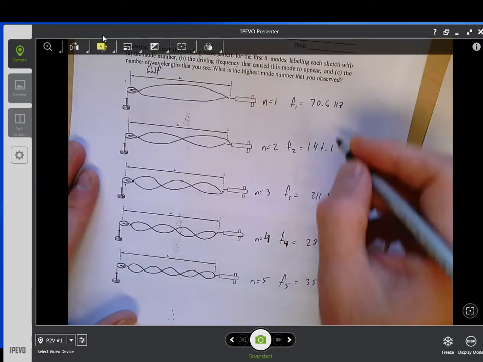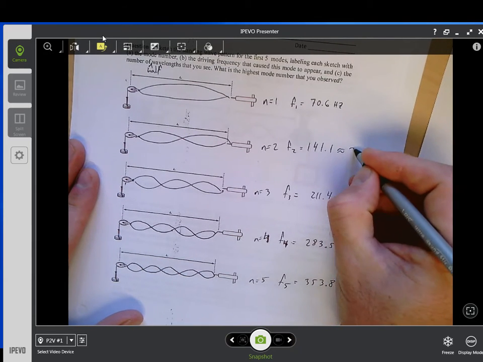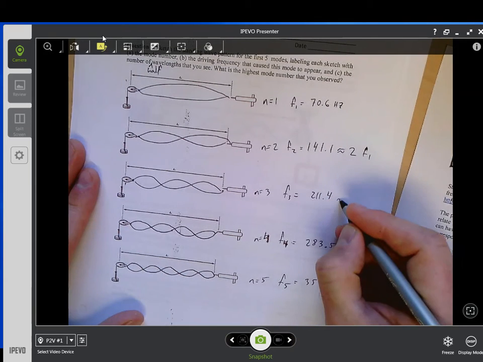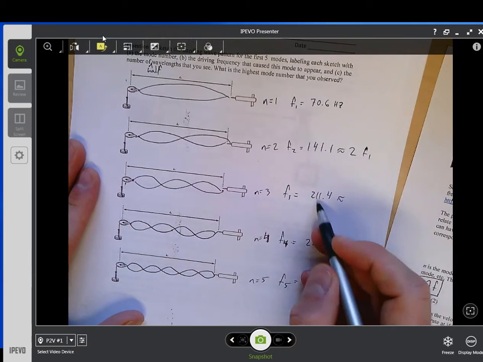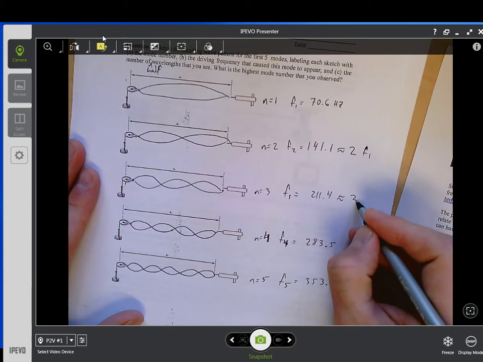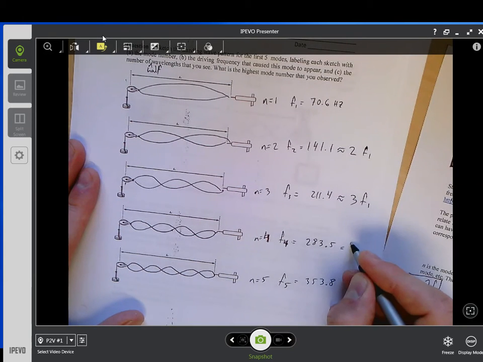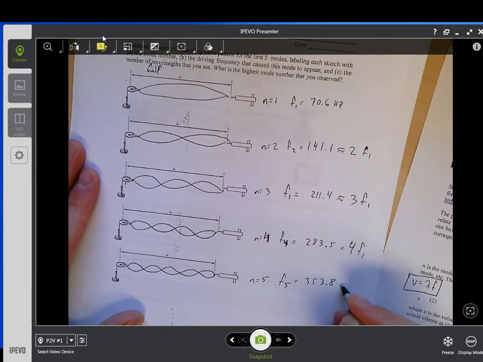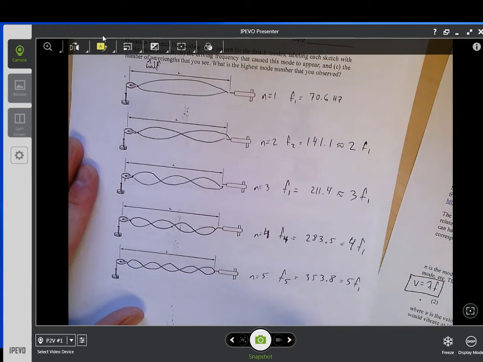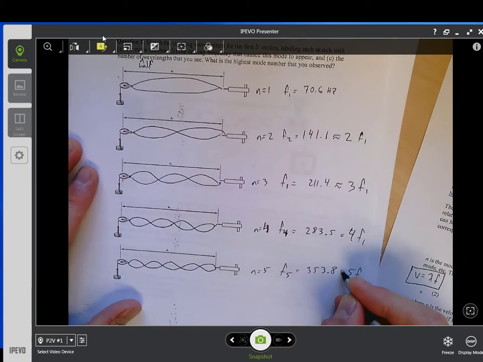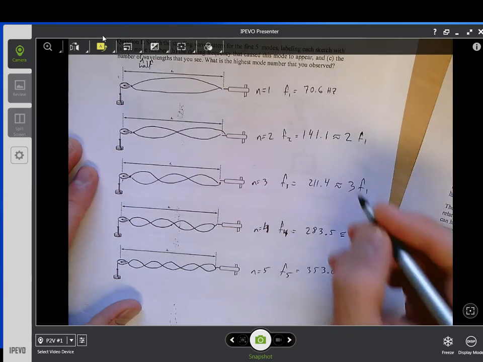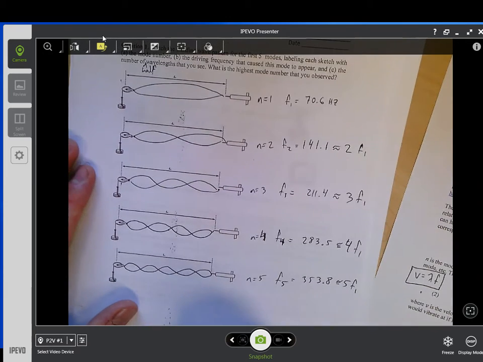So notice that this one here is approximately 2 times f1. This one here is approximately 3 times f1, because 3 times 7 is 21. So this is approximately 3 times f1. This is approximately 4 times f1. And this one is approximately 5 times f1. I'm just going to write approximate, because it's, of course, not exactly equal. But it's pretty close, right?